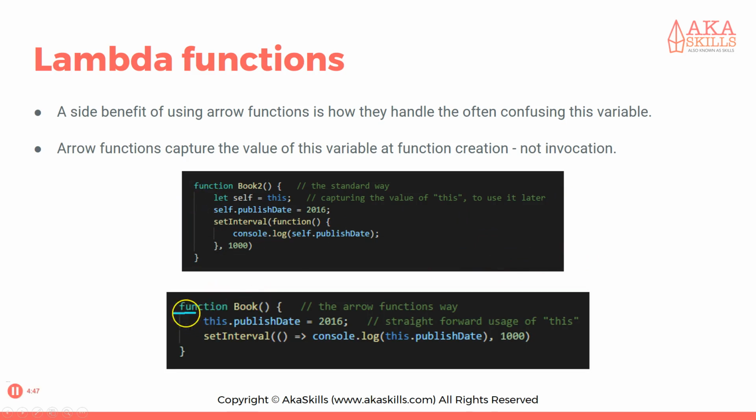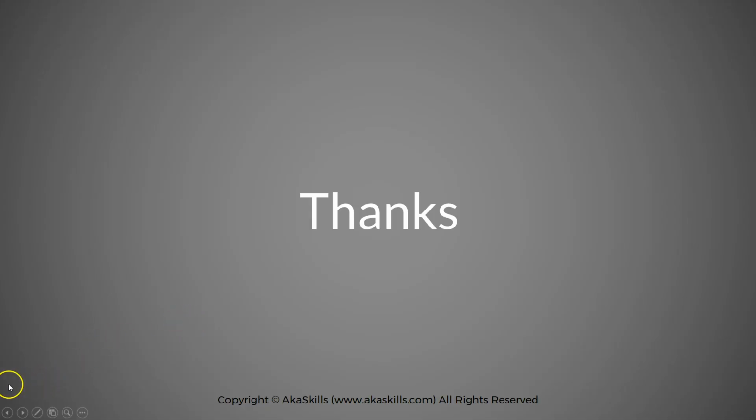Or I can say function book, and this is the arrow function way, where I can say this.publishDate equals 2016, standard usage of this, and I can say setInterval. So here I'm saying empty braces goes to console.log instead of this. So you can see that this is much shorter and with fewer keywords to write down. And that was everything from this lecture.